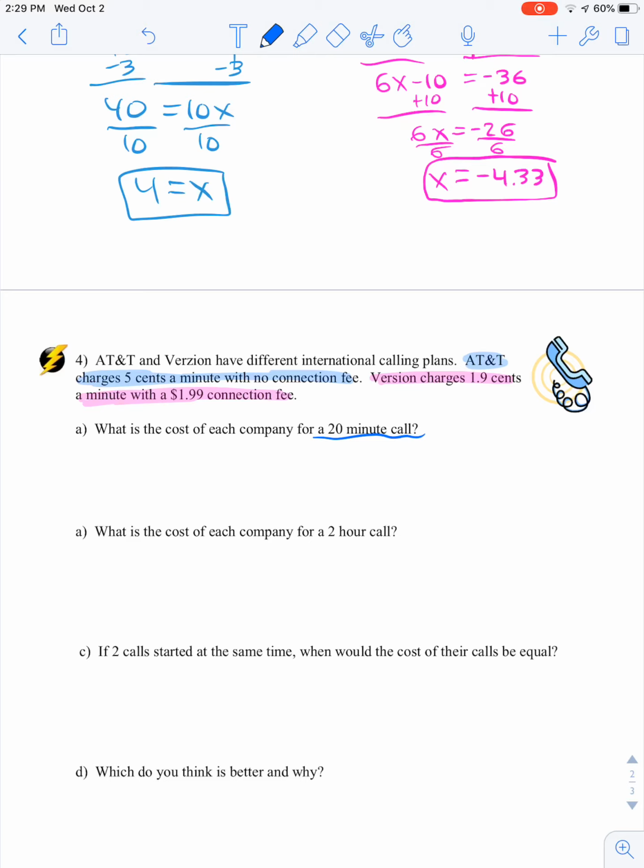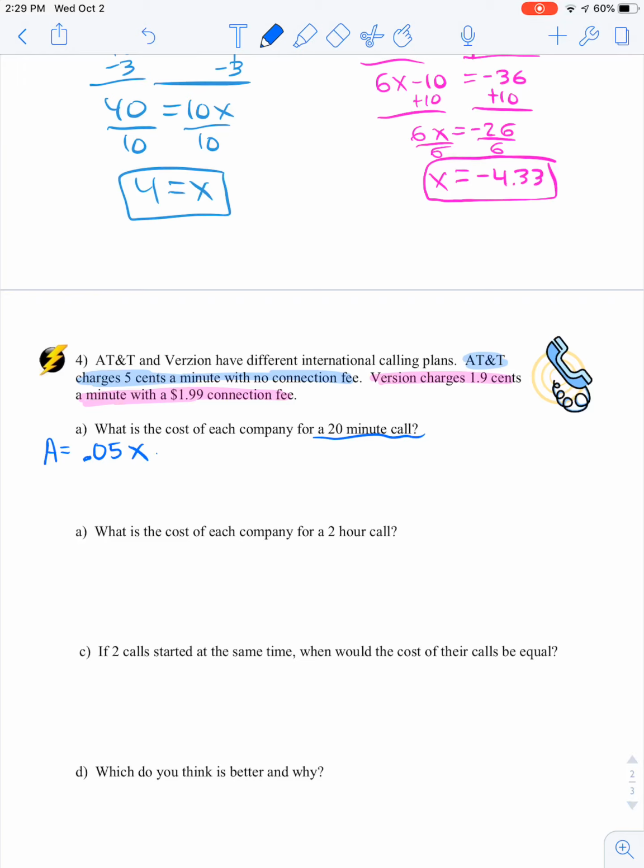So what I'm going to do first is set up an AT&T equation. I'm going to say A equals, I'm just saying A for AT&T. A equals, well, there's no connection fee, so the starting fee is 0. You could write a 0 or just say there's no starting fee. And then 5 cents a minute. We write money with decimals, so 0.05 is 5 cents, where x is the number of minutes. That's going to be the AT&T charge.